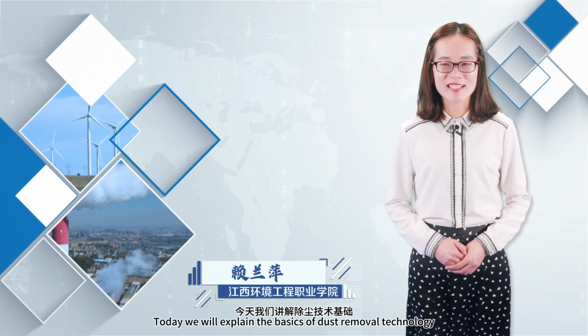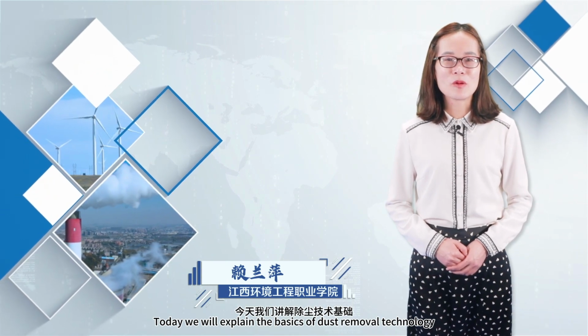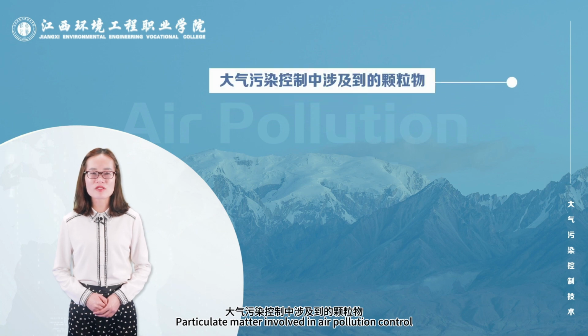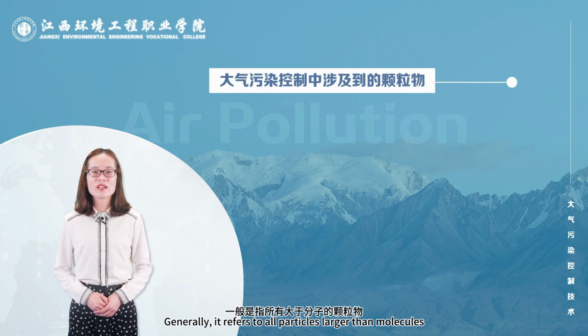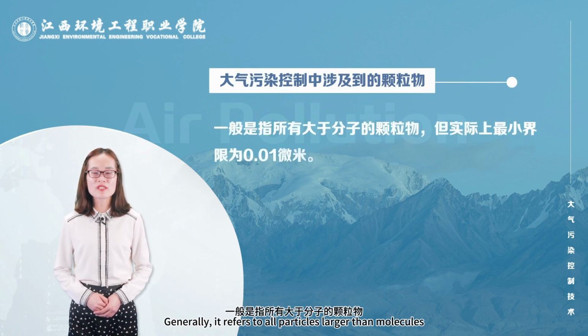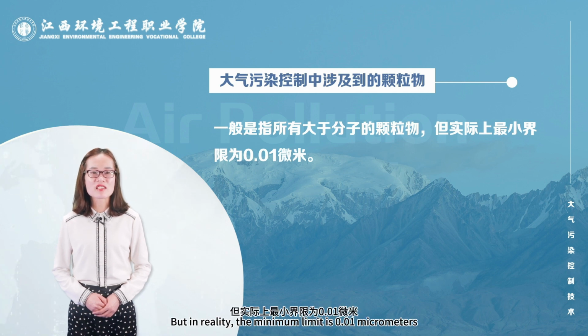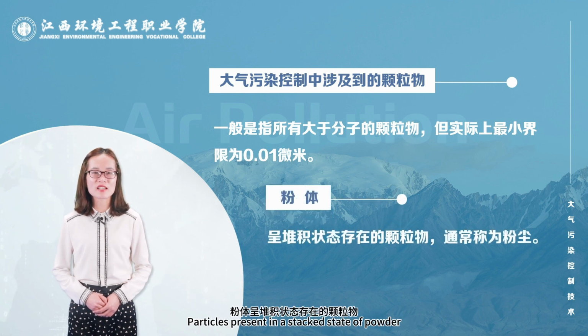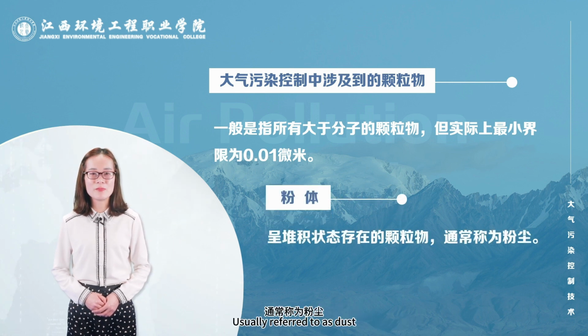Hello everyone. Today we will explain the basics of dust removal technology, particulate matter involved in air pollution control. Generally, it refers to all particles larger than molecules, but in reality, the minimum limit is 0.01 micrometers. Particles present in a stacked state of powder are usually referred to as dust.